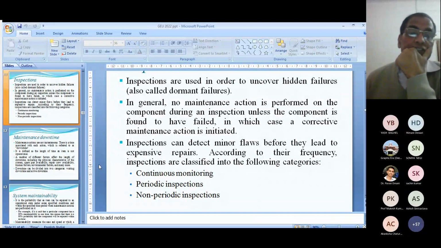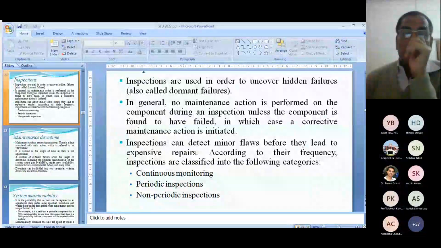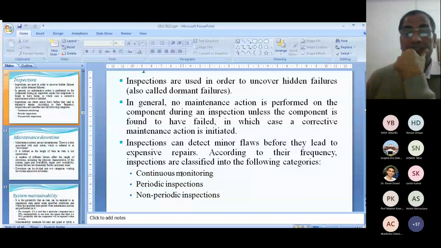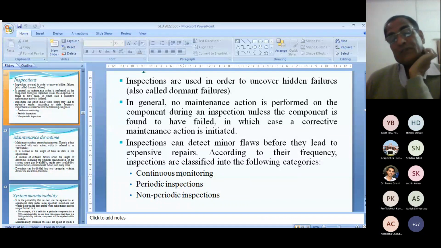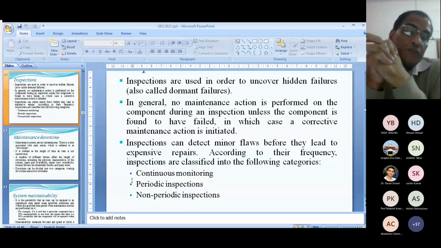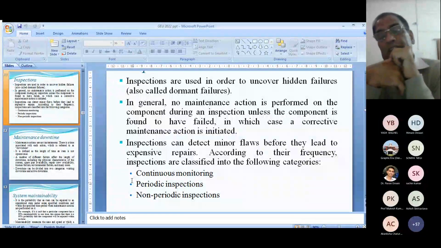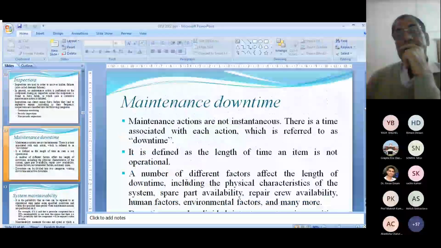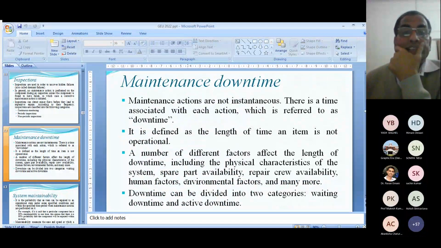We can say continuous monitoring is one type of inspection, along with periodic inspection and non-periodic inspection. Continuous monitoring is the type of inspection where continuous monitoring is required. For example, for satellites, continuous monitoring is required. Periodic inspections are those where you inspect at some calendar period. Non-periodic inspections are those where you may inspect randomly. These are the different inspection types, and they are applicable depending upon the system you are dealing with.